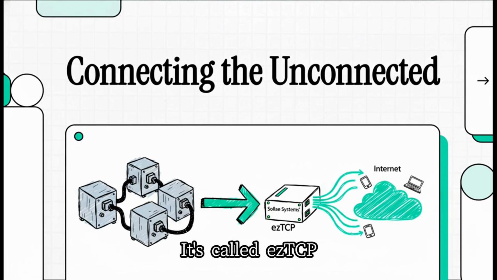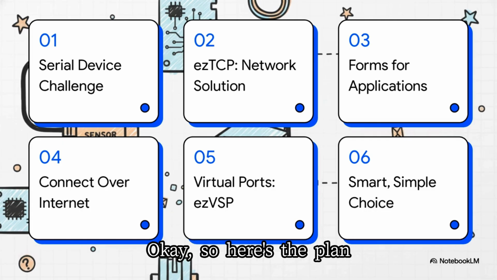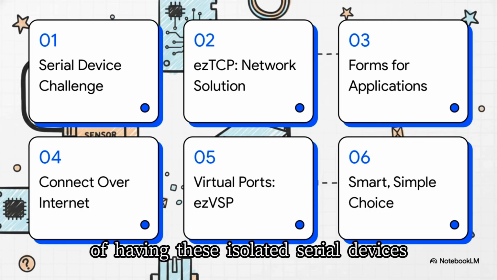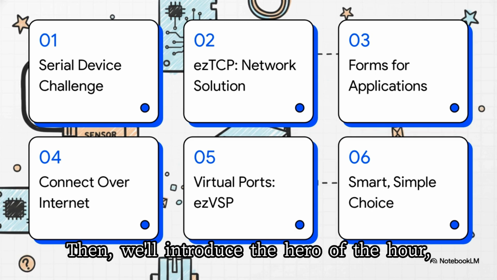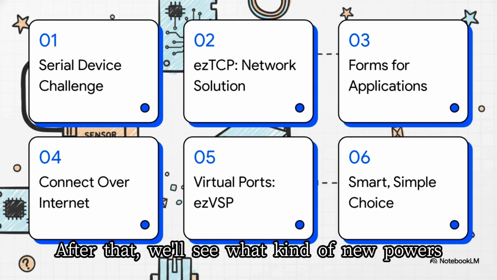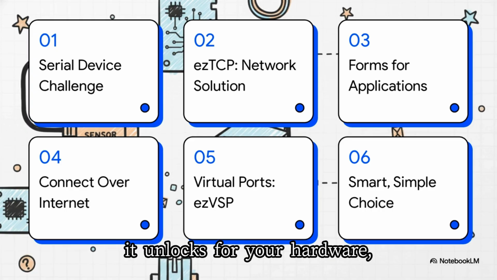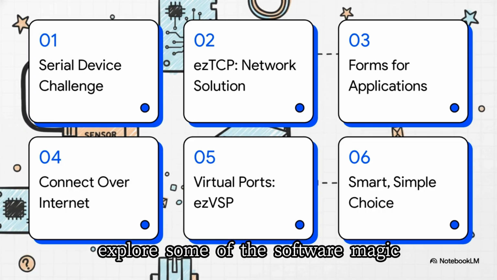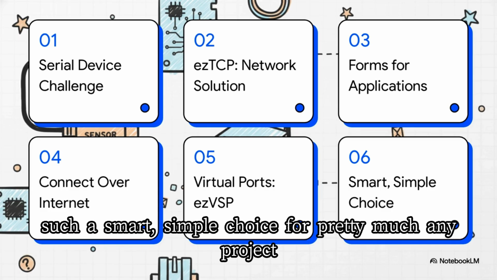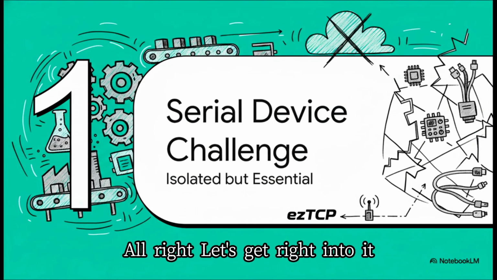It's called ezTCP. Okay, so here's the plan. First, we're going to talk about the why, the real challenge of having these isolated serial devices. Then, we'll introduce the hero of the hour, ezTCP, and check out all the different forms it comes in. After that, we'll see what kind of new powers it unlocks for your hardware, explore some of the software magic that makes it all work so smoothly, and then we'll wrap up with why it's just such a smart, simple choice for pretty much any project. All right, let's get right into it.